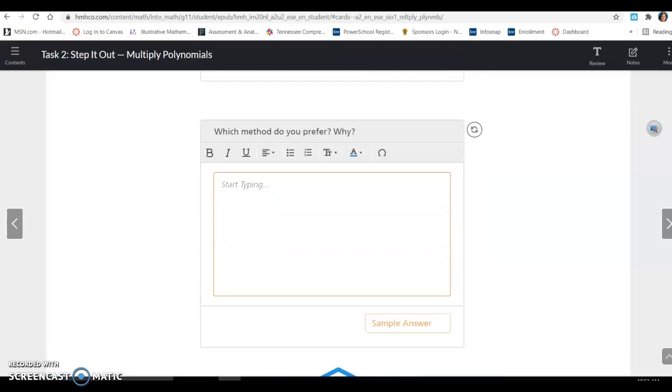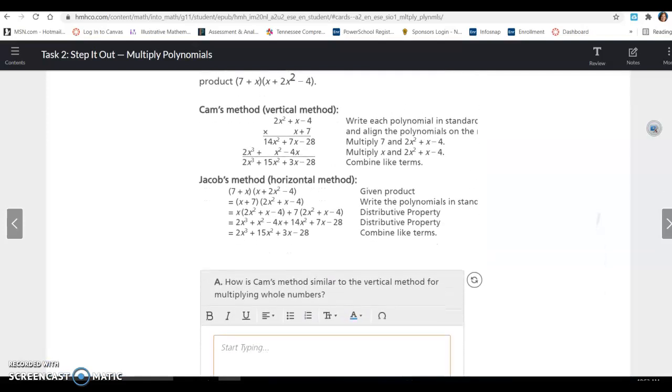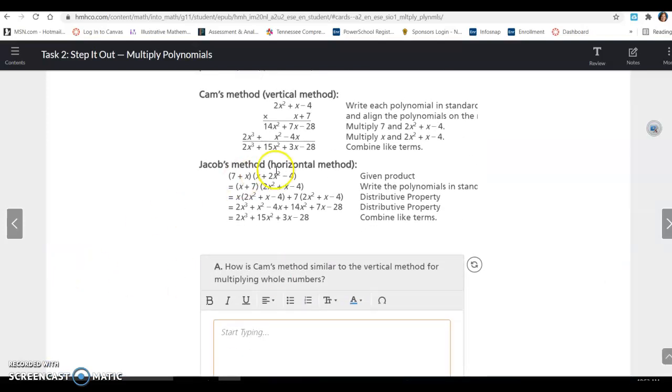Which method do you prefer? Again, that's an individual thing. It doesn't matter. I think I prefer the horizontal method just because that's what I've always done. I don't think I've used the vertical method very much for multiplying polynomials, but again, whatever you prefer, it should work to get the same answer. If you have any questions, please let me know.